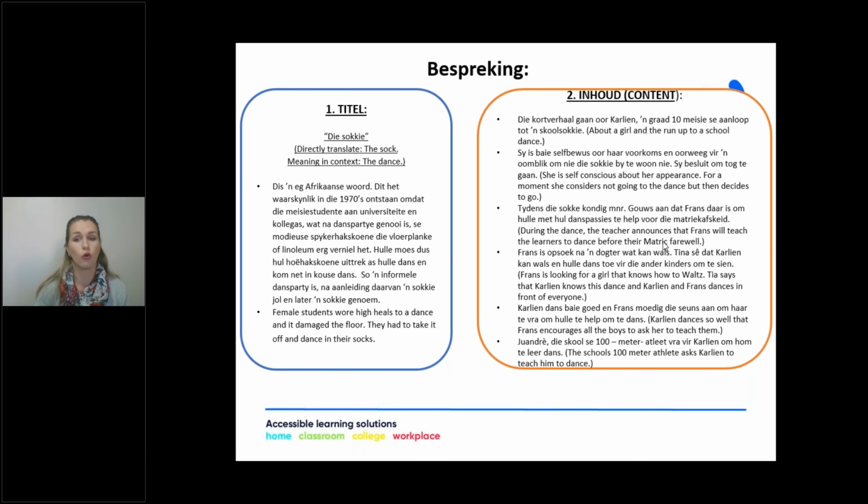And then they dance in front of all the learners at the sokkie, and she dances very well. And then Mr. Frans encourages all the boys in the school to ask Karleen to teach them how to dance. Okay. And then Johan Drey, the school's 100-meter athlete, approaches Karleen and asks her if she can please help him to dance. So that's about how the story goes.